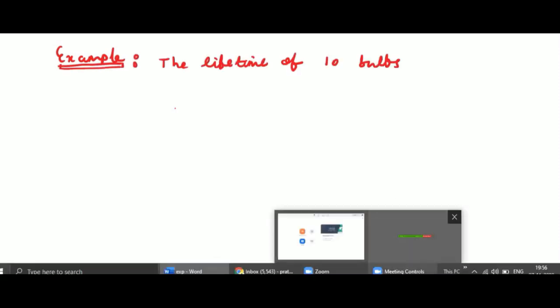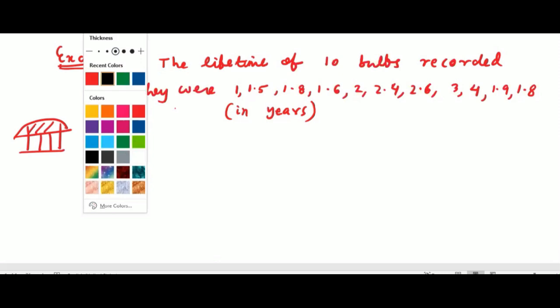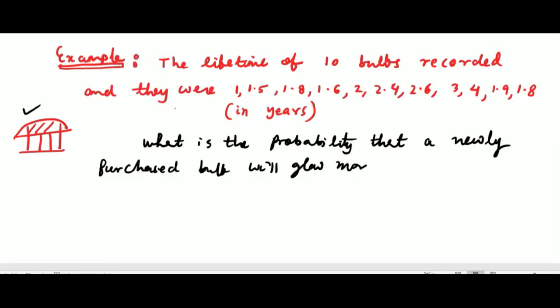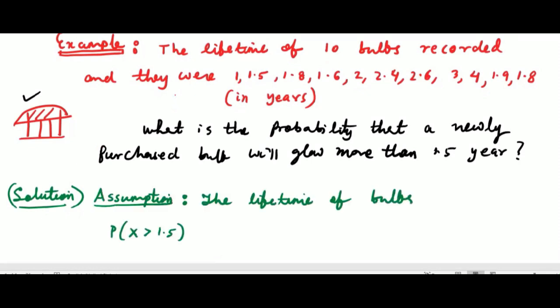So the lifetime of bulbs is recorded. Now the question is, suppose we're talking about a shop and you purchase bulbs from this shop and you have used them already, you have experience. Now someone else wants to purchase a new bulb from this shop. What is the probability that it will glow more than 1 year or maybe 1.5 years? This is the question, okay? You need to find probability x greater than 1.5. That's fine. You are predicting the future, right? Though in a small way, you are predicting the future.